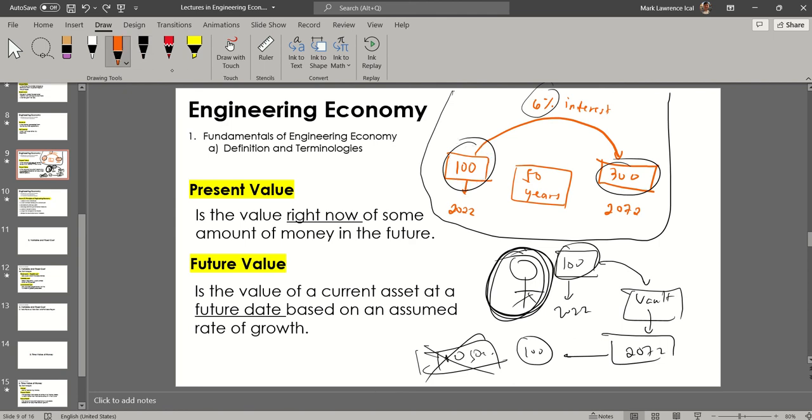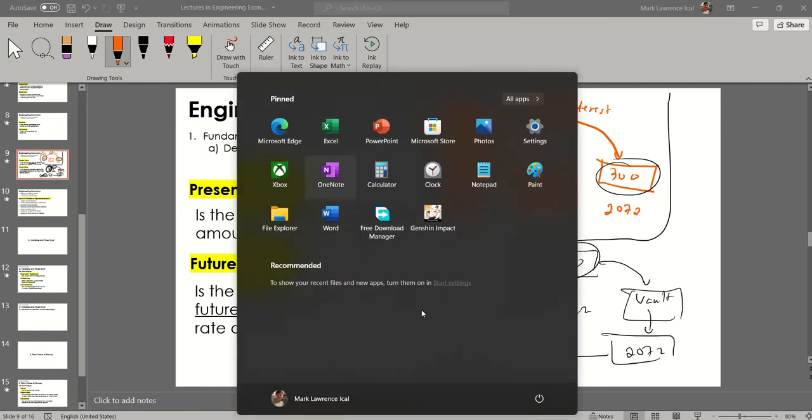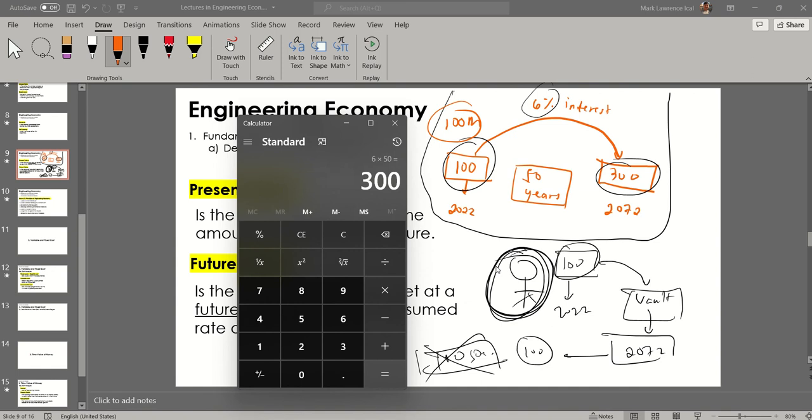See, this is just 100 pesos, no? But what if we talk about 100 million? And you put it for 6% interest for 50 years. So, how much would that be? Calculate natin. Pakita ko lang sa inyo kung paano yung mga mayayaman na yan. 1, 2, 3, 1, 2, 3. Multiply by 50 years times 0.06. So, imagine nyo. Wow.